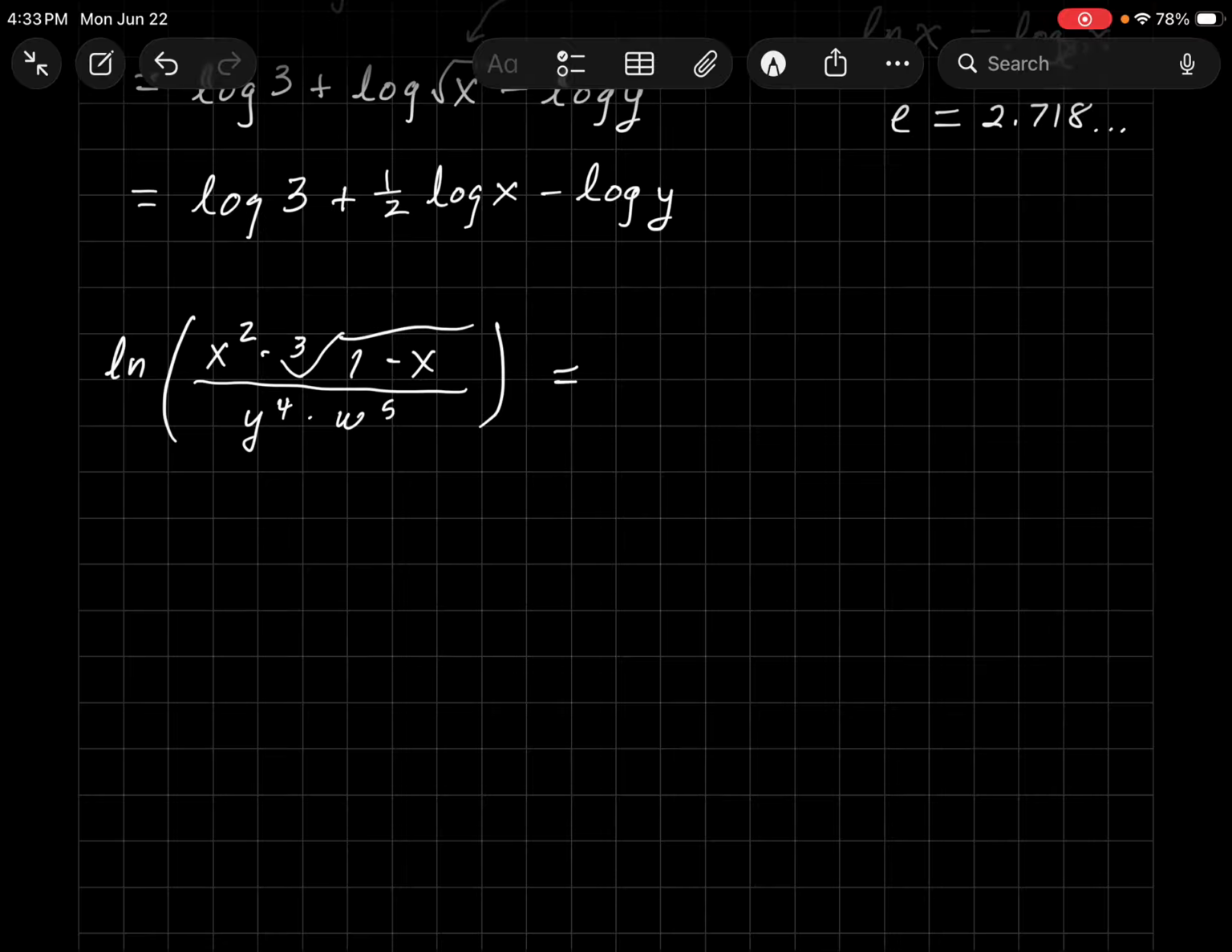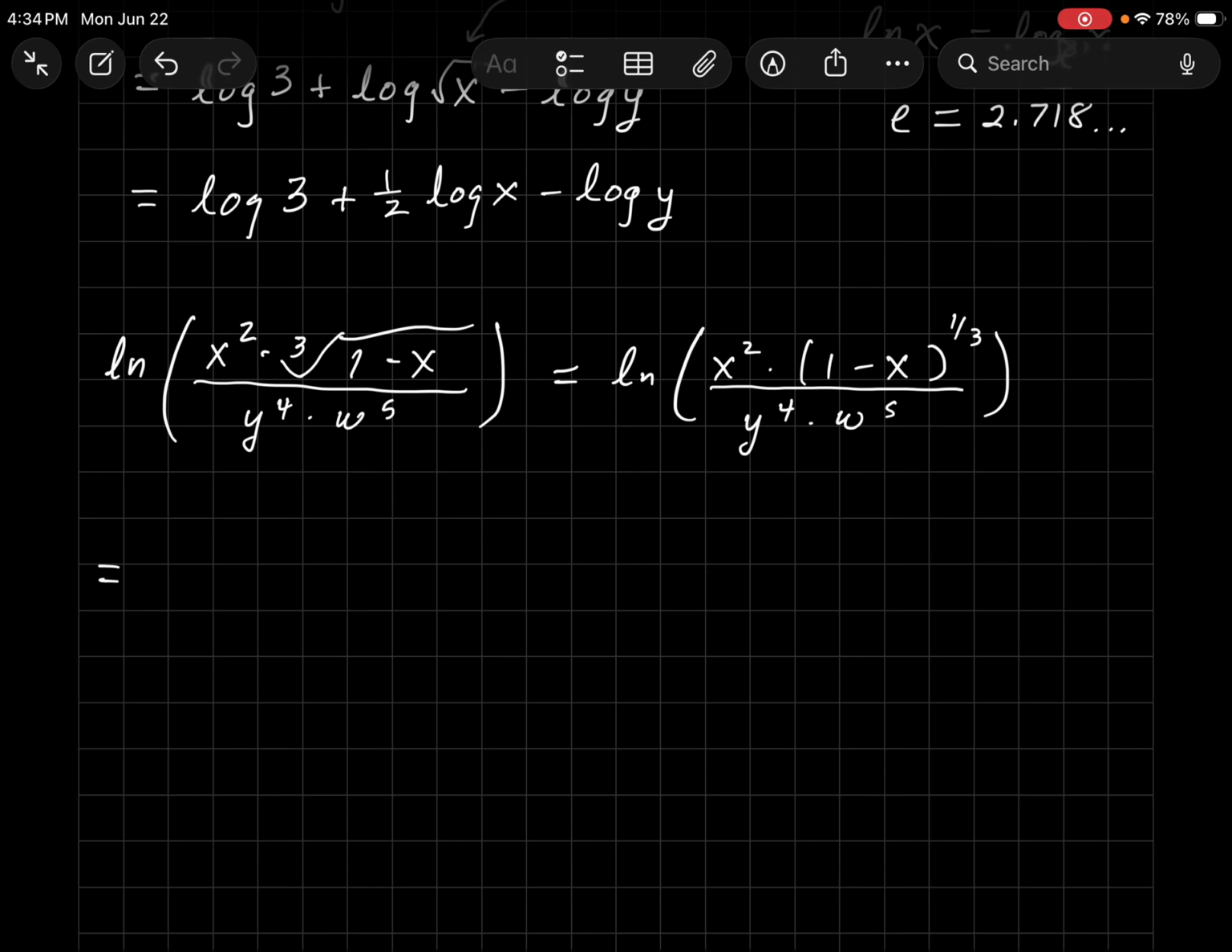Let me rewrite this one first. I have the natural log of x squared, and then I have 1 minus x cube rooted, or 1 minus x to the 1/3 power. So I'll do that fix first, just to help us see a little bit better how to rewrite it. And then I'm going to expand this using all the properties at once. That is in one step.